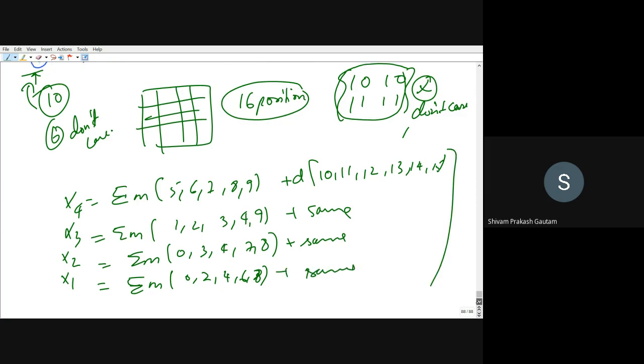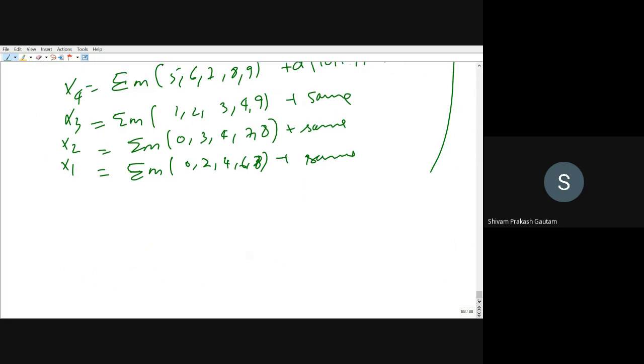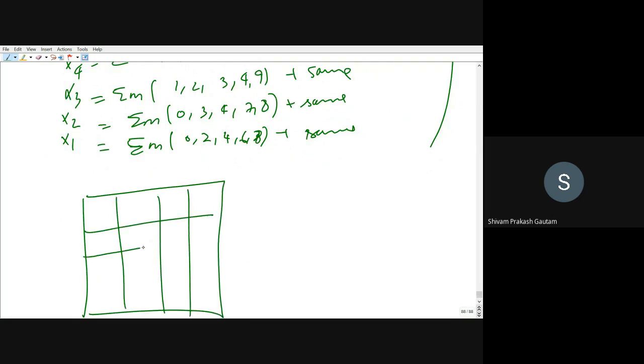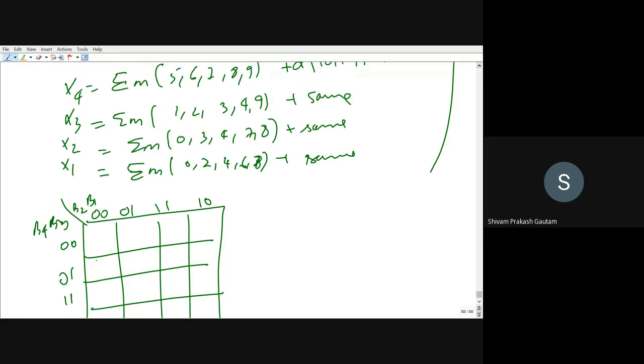Now we have to make the K-map. I will show you one or two, then the rest you can do by yourself. For example, let me do x4. Here we have B4, B3 and B2, B1 with 00, 01, 11, 10 labels. Now for x4 we are drawing, so just see where the min terms are present: 5, 6, 7, 8, 9.